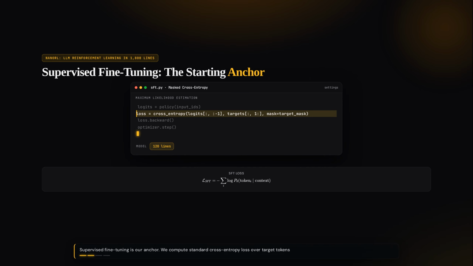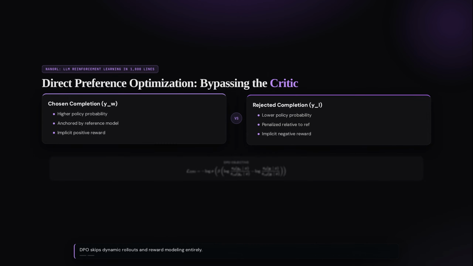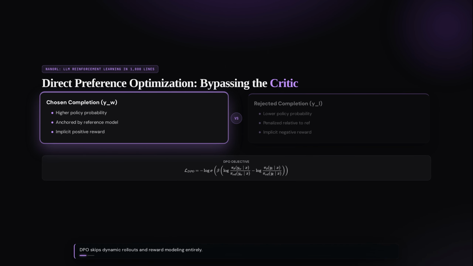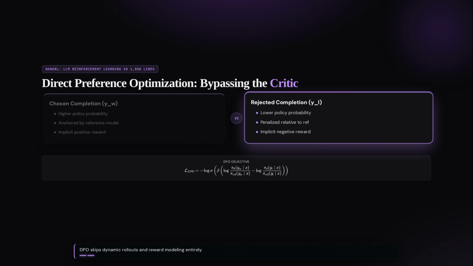We compute standard cross-entropy loss over target tokens, nudging model weights so high-quality completions become the default continuation for given prompts. DPO skips dynamic rollouts and reward modeling entirely. Instead, it directly pushes up chosen response probabilities while pulling down rejected ones relative to a frozen reference model.